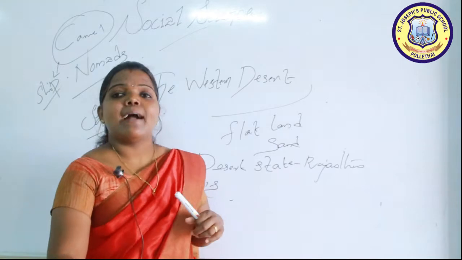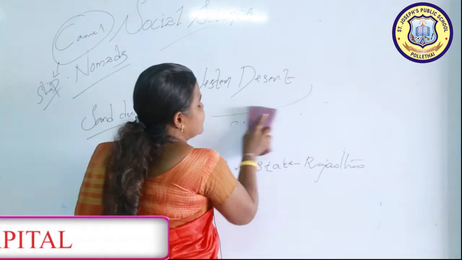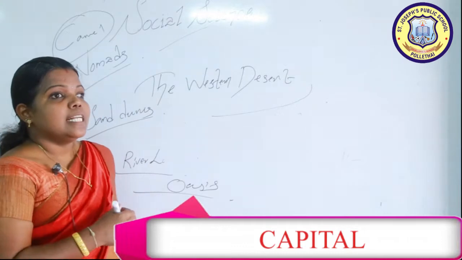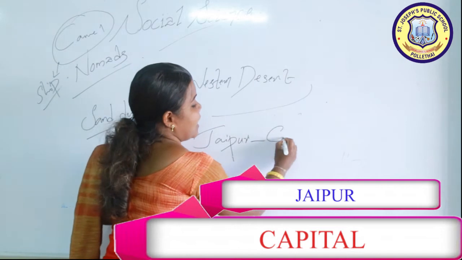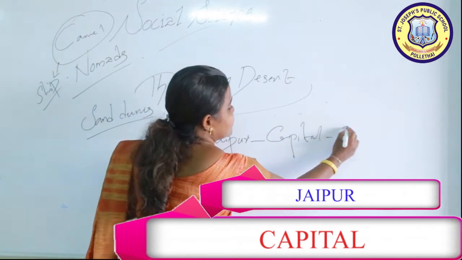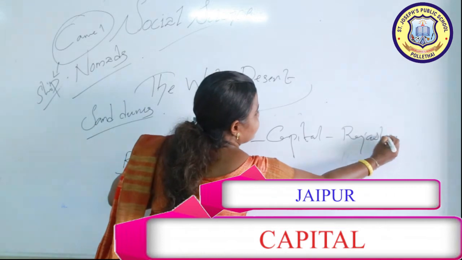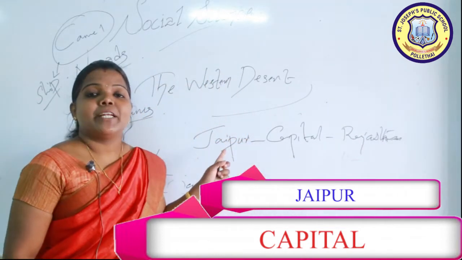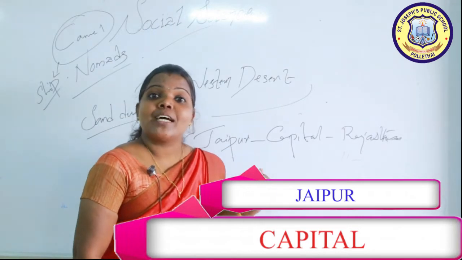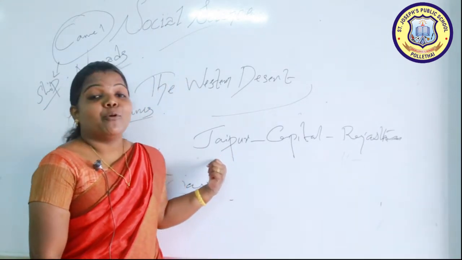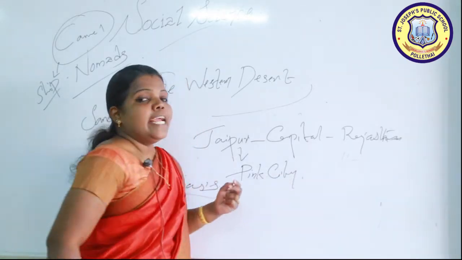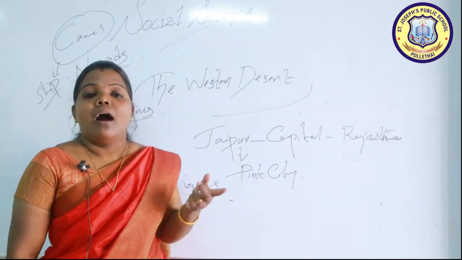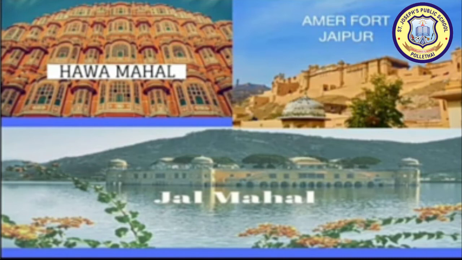Next is about the capital. Jaipur is the capital of Rajasthan, and it is also known as the Pink City. The Jaipur is famous for Hawa Mahal, Jal Mahal, etc.